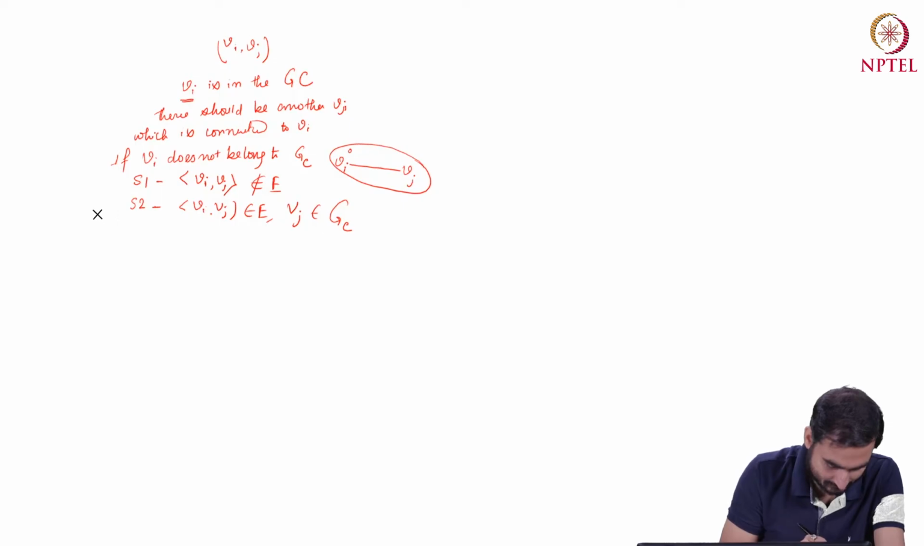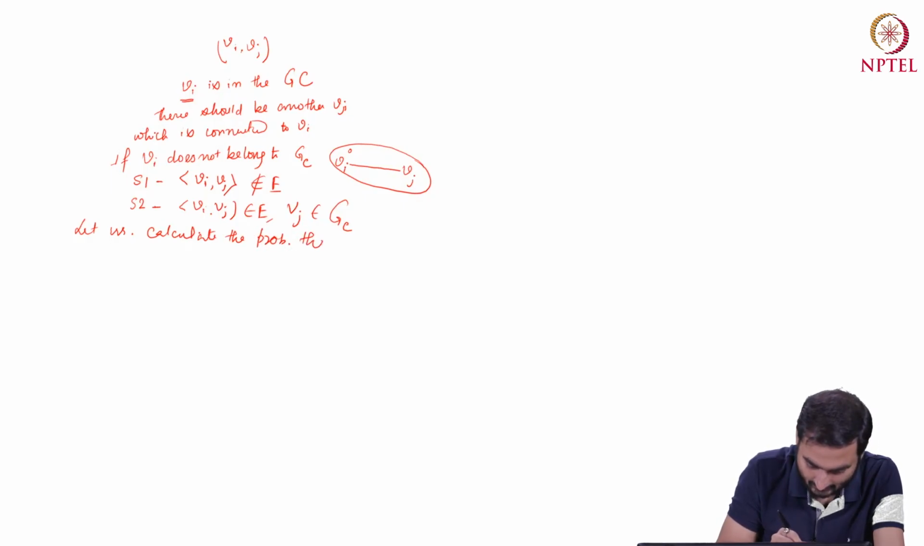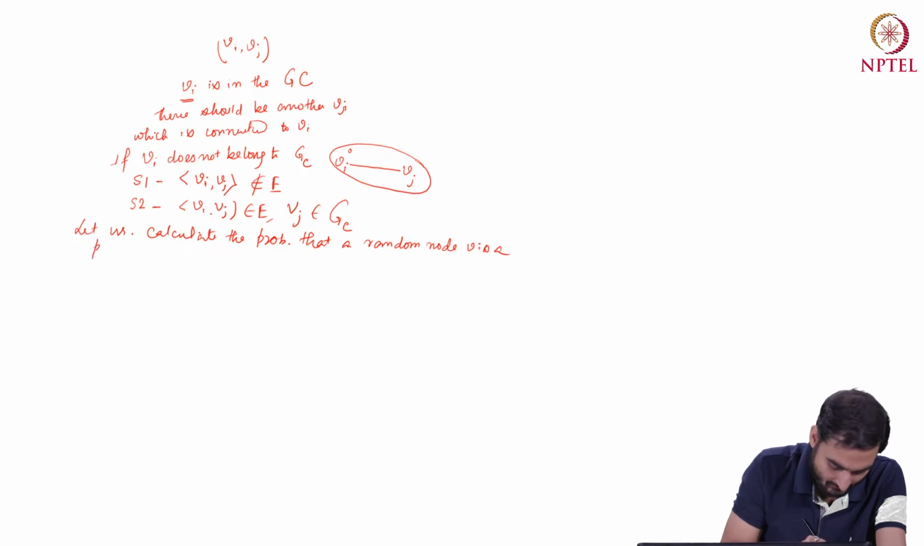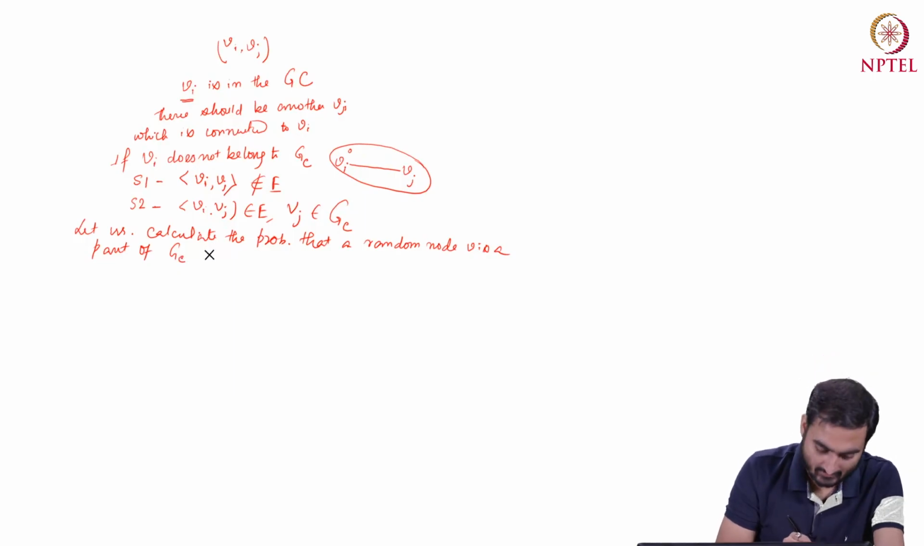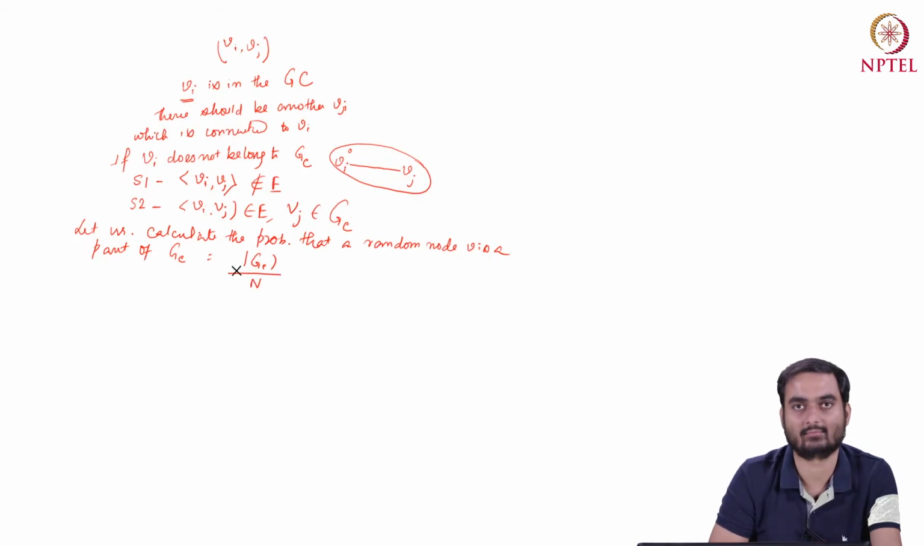So let us calculate the probability that a random node V is a part of the giant component. What's the probability? Straightforward: this is the size of the giant component divided by the total number of nodes present in the graph. This is the probability.